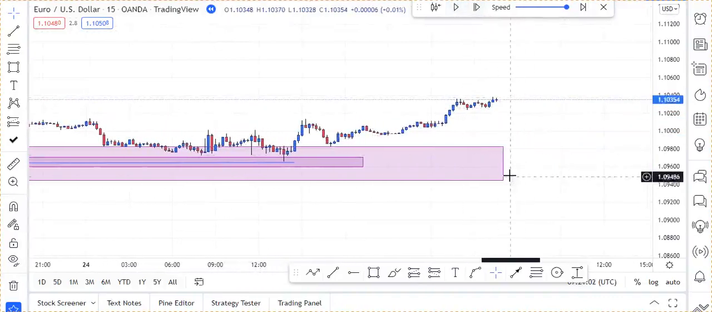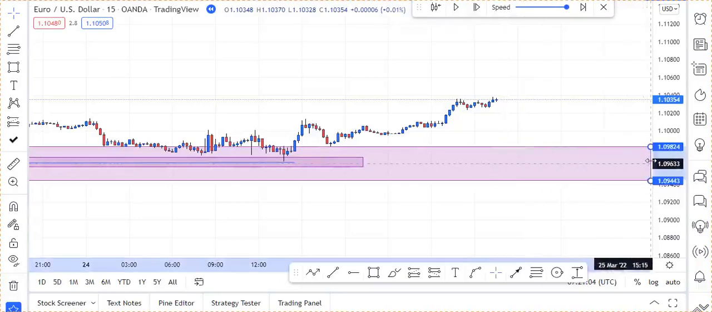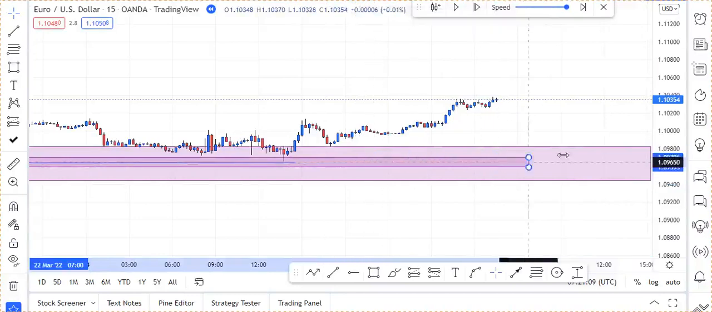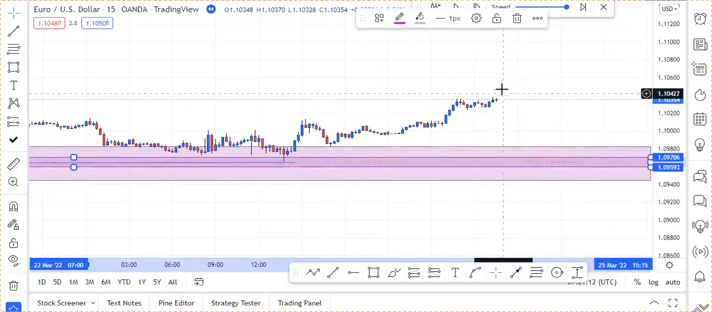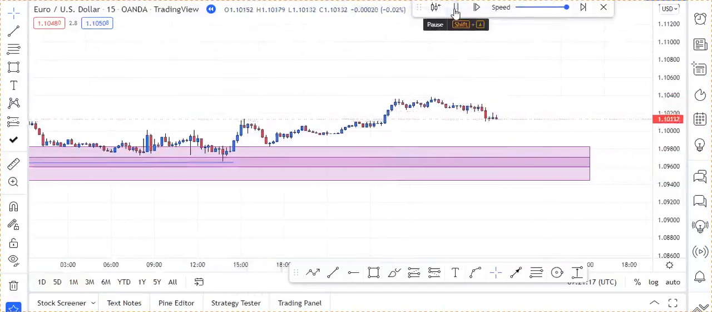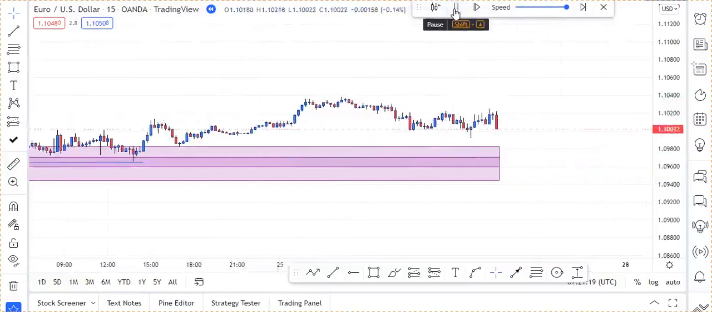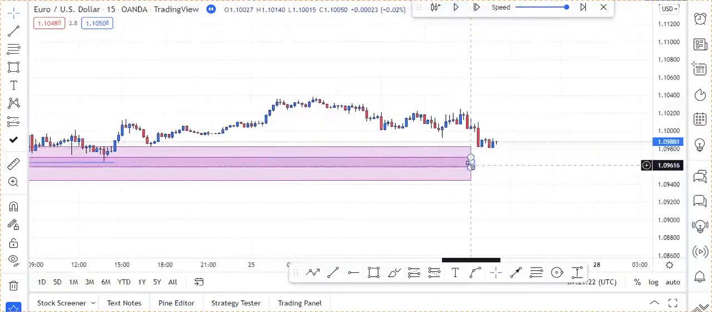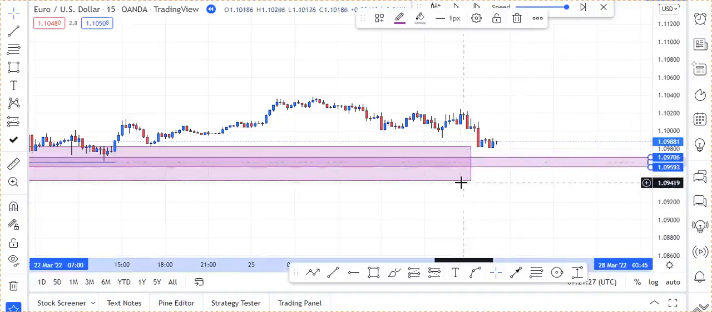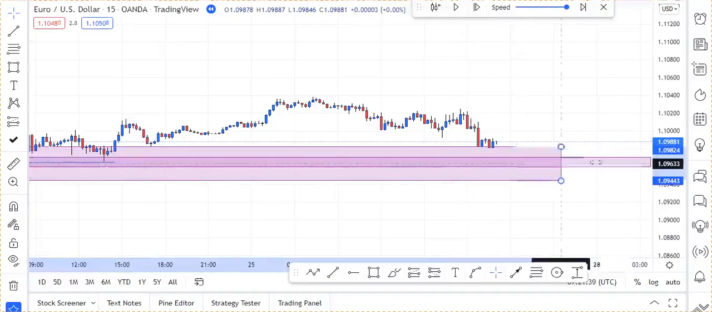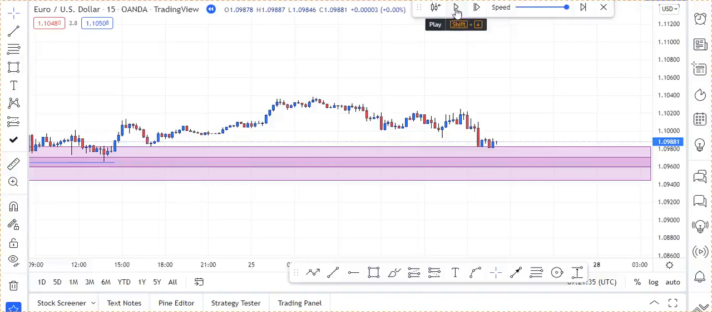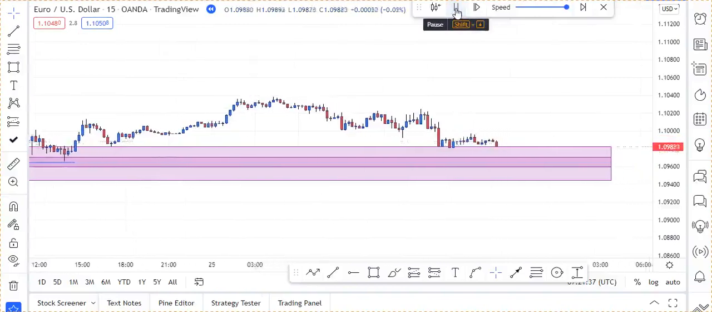Price is ranging. Let's stretch this out too. Let's continue to play price. Patience is key in this business. See how long it has taken me to wait for this setup to play out fully. Now, let's continue to play price. If you are not patient, you jump into the market and you get stopped out.